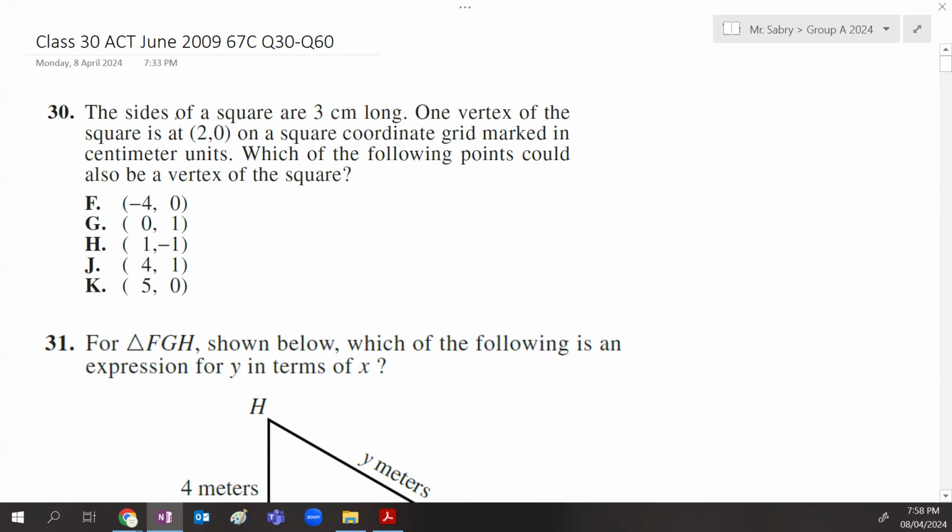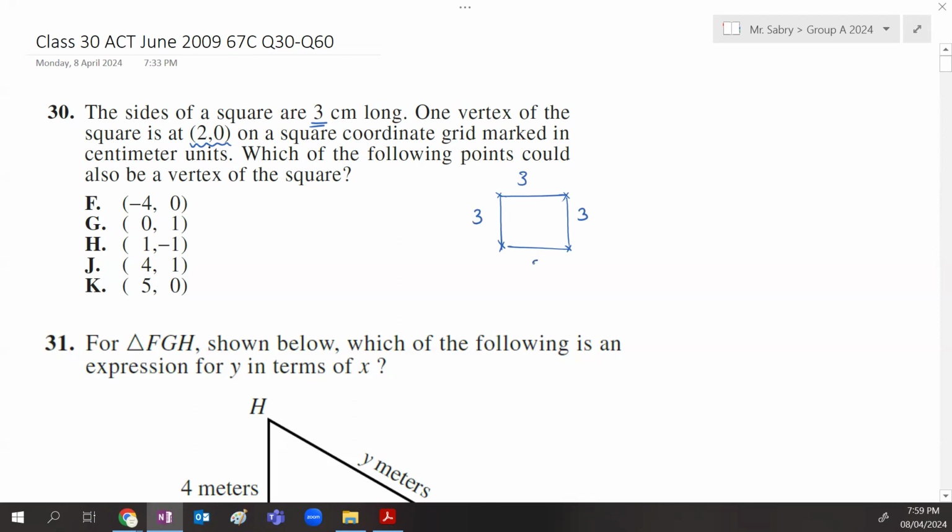Okay, starting with number 30 first, let's start. It says I have a square whose sides are 3 centimeters long. One of the vertices of the square is at (2, 0). Which of the following points could also be another vertex of the square? So I have a square, and I don't know if it's this vertex or this or this or that. One of them is at (2, 0) and every side is 3.